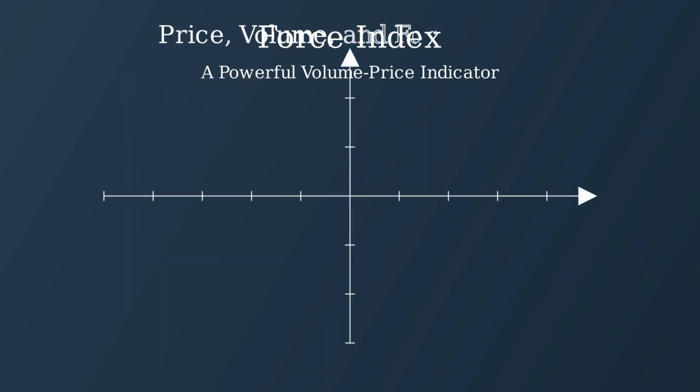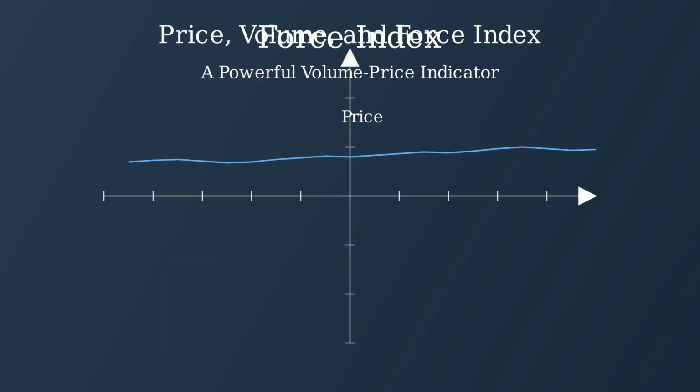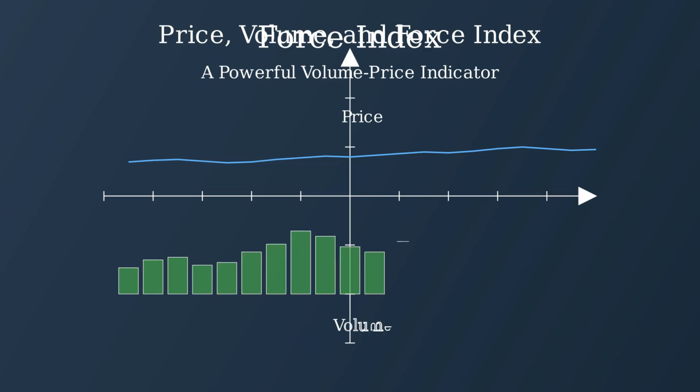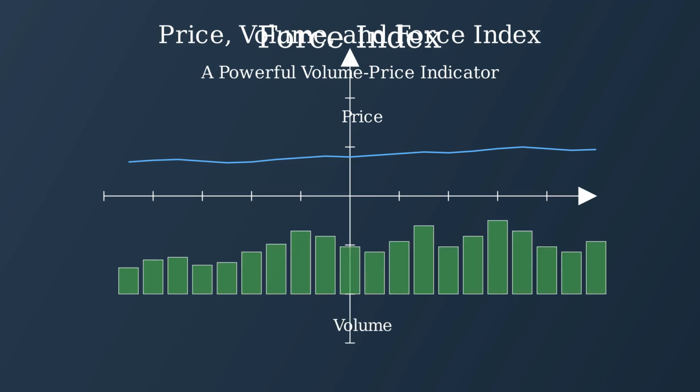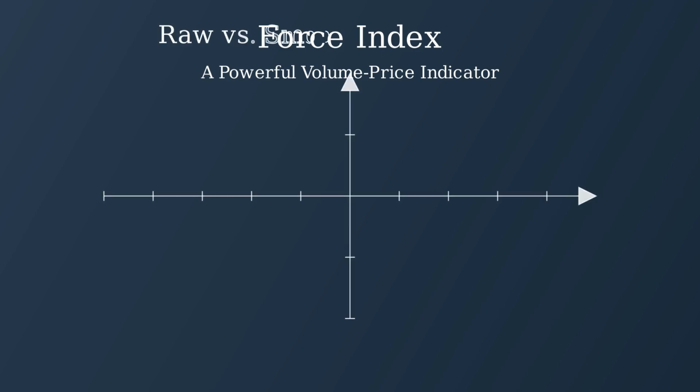Let's visualize how the force index relates to price and volume movements in a chart. As we can see, the price fluctuates over time. Now let's add the volume component. When we calculate the force index, we multiply the volume by the change in price from the previous period. Traders often use the force index in both its raw form and smoothed with a moving average.